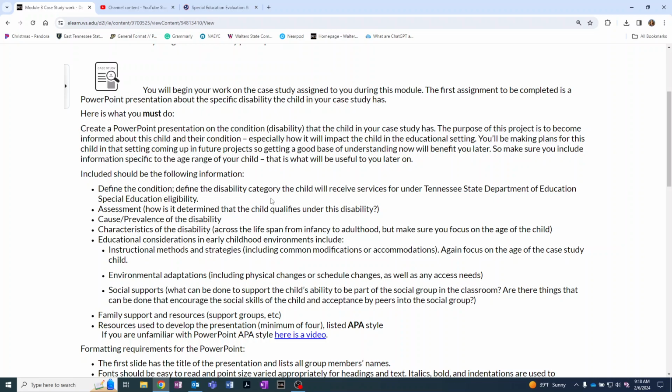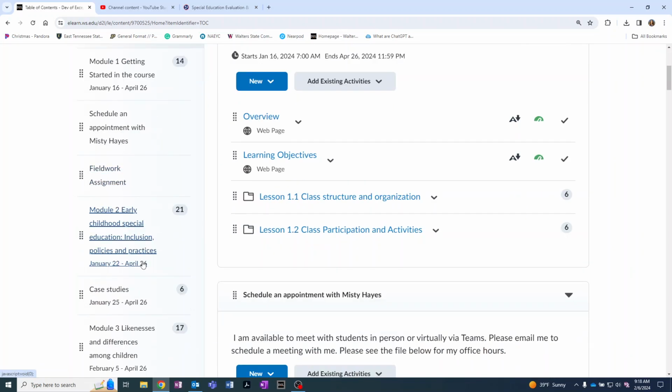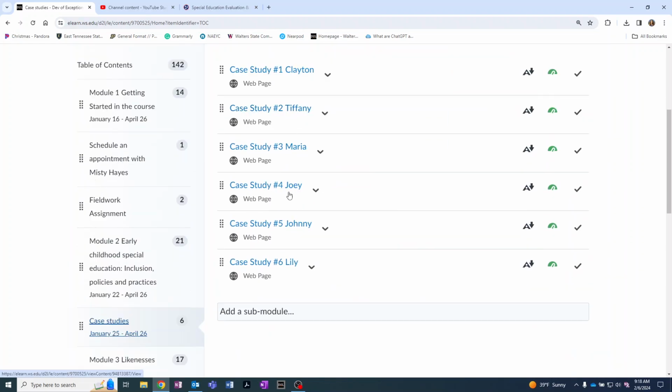How you define the disability categories, you have to know what disability your child has, right? That would be under the information in the case study. How you find that, again, if you're unfamiliar, is you go to the table of contents and scroll down, and underneath module 2, you're going to see case studies. This is where you have all the case studies. Obviously, the one you emailed me, your choice on the table, that's what you look at.